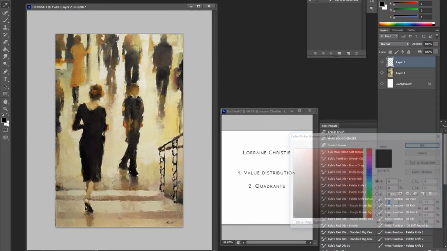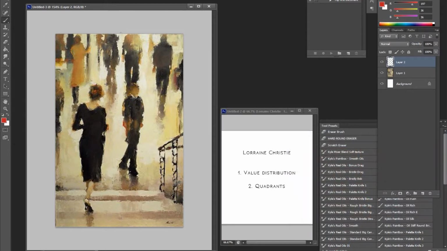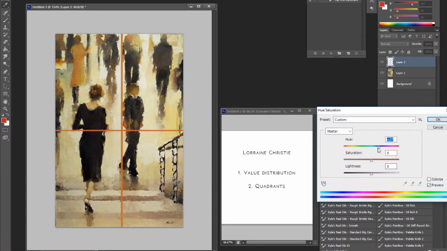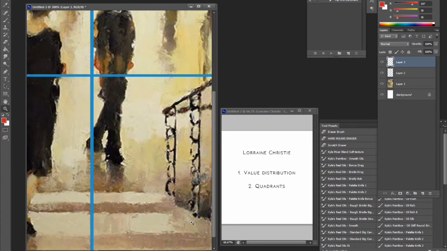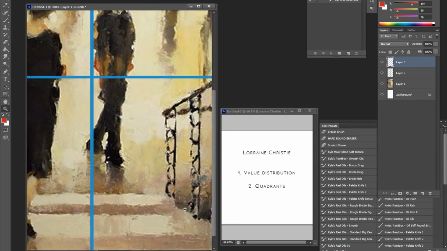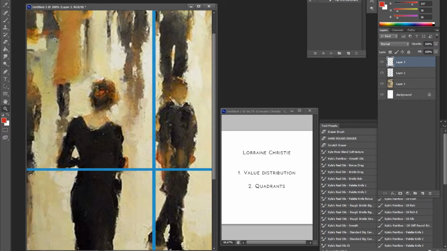Well, we have to go back to the idea of quadrants. So let's split this piece into 4 areas again. Let's change it to a different color. So, in my previous video, I talked about how there's 3 values, right? And how Pascal has all 3 values in every quadrant of his piece. Lorraine does the same. Notice how no matter which quadrant you zoom in on, there's always going to be a light, there's always going to be a dark, and there's always going to be a midtone.